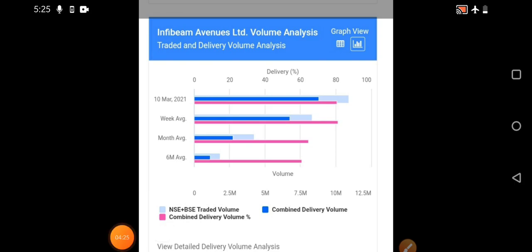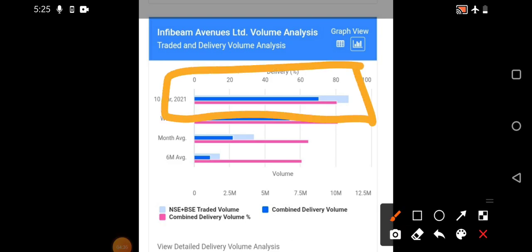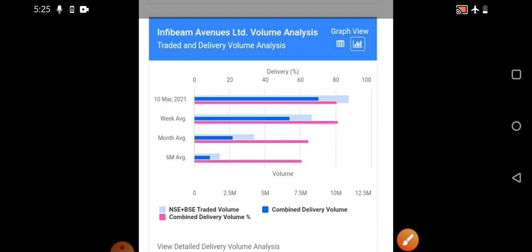Next, when we see the volume analysis chart, you can clearly see how the deliverable quantities are fluctuating with the traded quantity. You can see the deliverable quantities have increased considerably. Ultimately we know that a bonus issue will be there, so many people are not willing to sell, but they're trying to average.